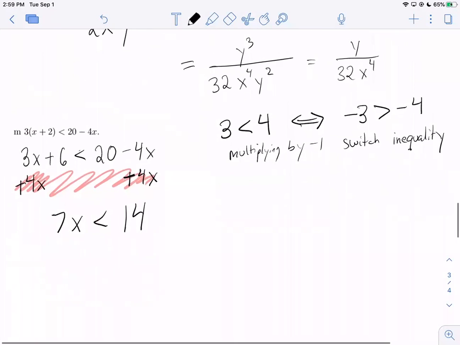And a lot of people tell me when I suggest this, like, oh, Mr. Ritz, I'm very visual. I need to actually see the steps. And it's true. It's good to see the steps, but just see them without writing them down. Try to visualize them in your mind. And then the last step here, if 7x is less than 14, we want to divide both sides by 7. So we get x is less than 2.